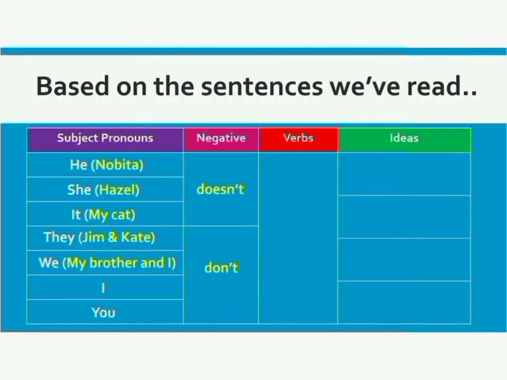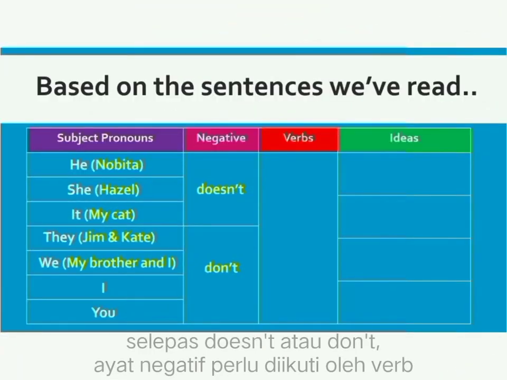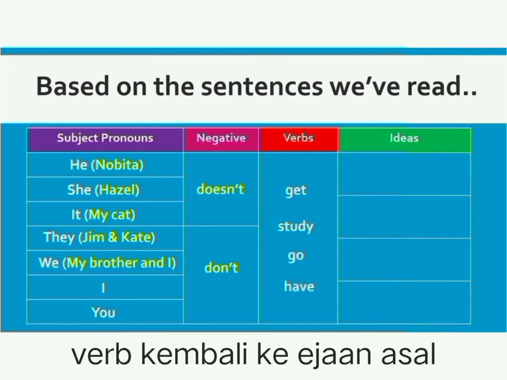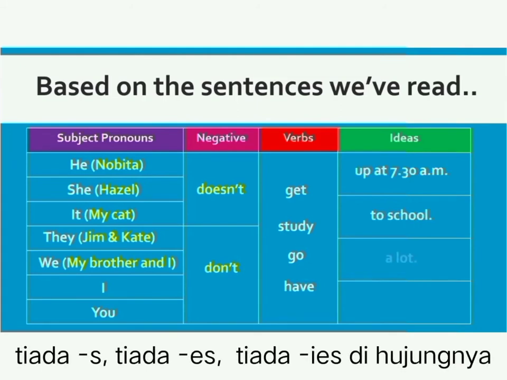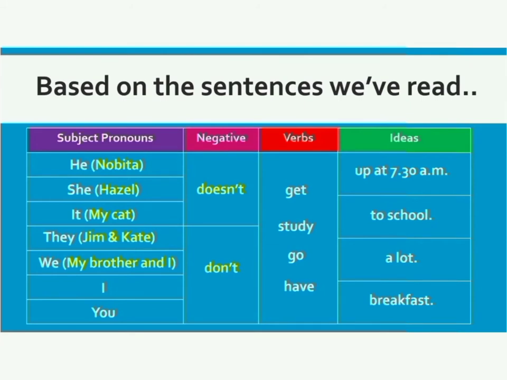And after we write doesn't or don't, it has to be followed by the verb. At this point, when we use doesn't or don't, the verb must go back to its original form. It means that there is no more s, no more es, no more ies at the back. And the same thing here, the ideas that you need to expand. So for negative sentences, you will have to focus on the subject pronoun, the negatives, and also the verb.